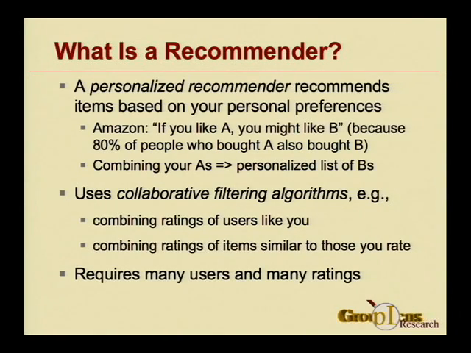A personalized recommender system recommends items based on your personal preferences. So if you tell Amazon what you like, or you buy some things on Amazon, it'll give you a list based on those things, using facts like 80% of people who bought this item also bought this item, or who browsed this item also browsed this item. This is an example of a collaborative filtering algorithm, and there are several of them, combining ratings of users like you, combining ratings of items similar to those you rate. And such algorithms often require many users and many ratings.